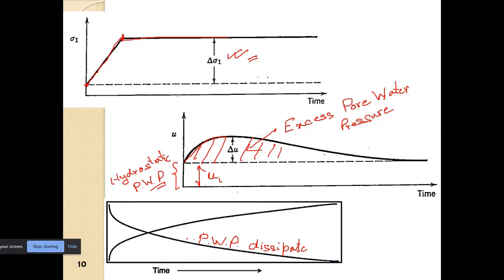All right, or the excess pore water pressure, delta U basically, and it will come to the point of U or Ui, the initial pore water pressure, which is the hydrostatic condition here. Now, when the pore water pressure dissipates, the effective stress within the soil will increase.